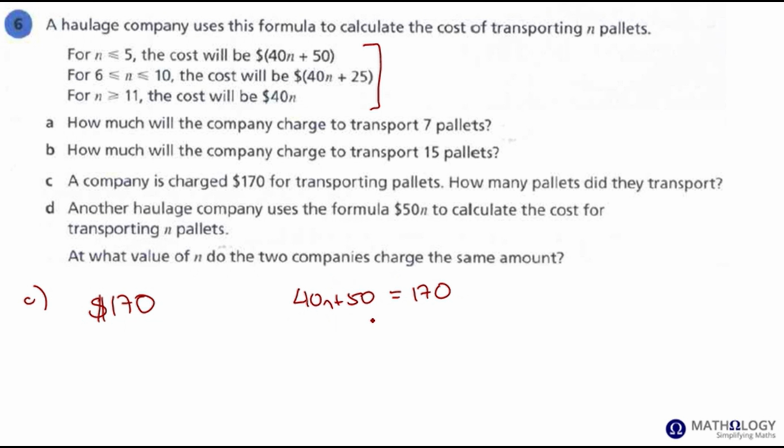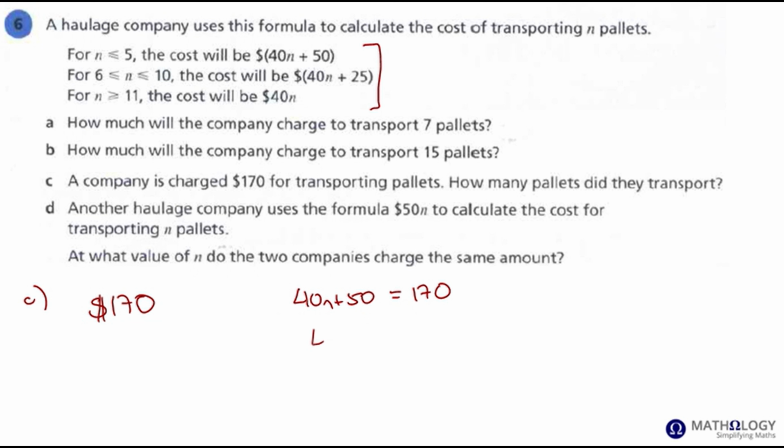If we don't get a natural number, n has to be a natural number because we're talking about a physical quantity, a pallet. You can't have a fraction of a pallet. You have to have a whole number. Okay, it's a whole pallet. So if we're going to take each of these expressions and equate them to 170, if we get n being a natural number, we've got an answer.